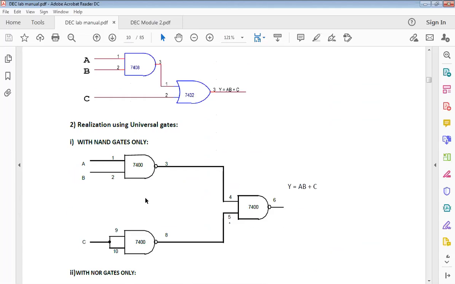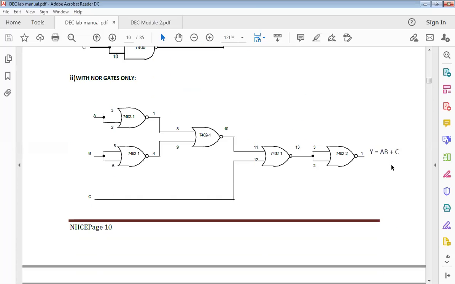Now, with only NAND gates, yes, we can convert it, right? You can put a NOT gate here. So this 2 gets converted to NAND, and then I have a single input here, so I have to use an inverter here.